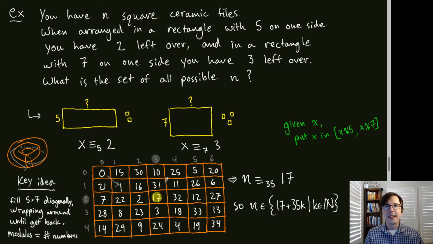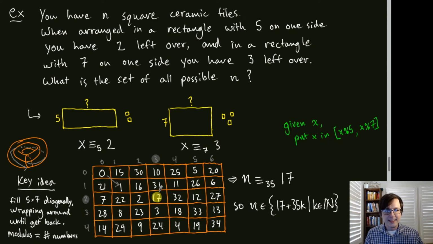Now, this gives us a way to solve the original problem, and in fact a way to solve all problems for all possible remainders for 5 and 7. In this case, it's 2 mod 5, so we want something in the 2 row, and we want something in the 3 column, and we can see that 17 is there.